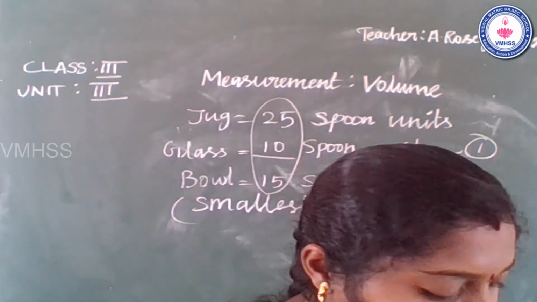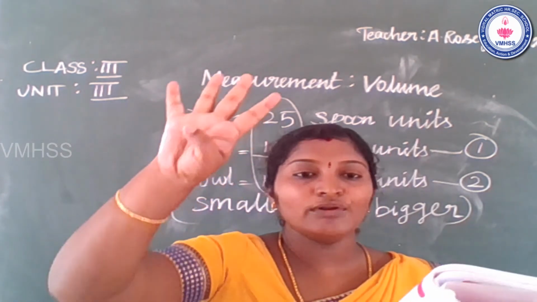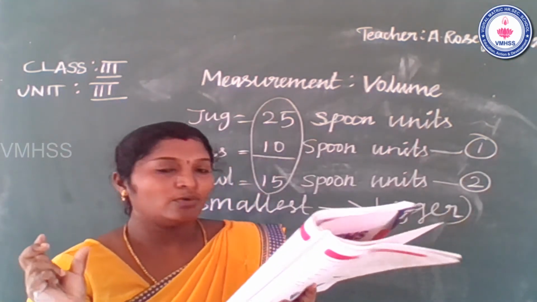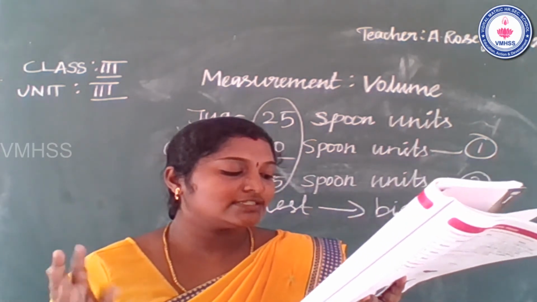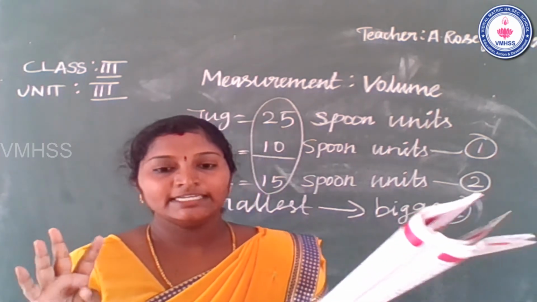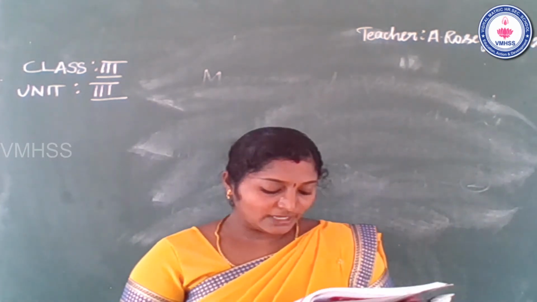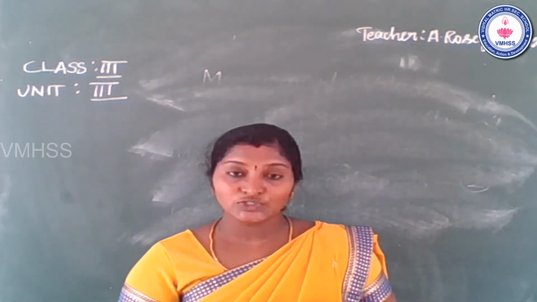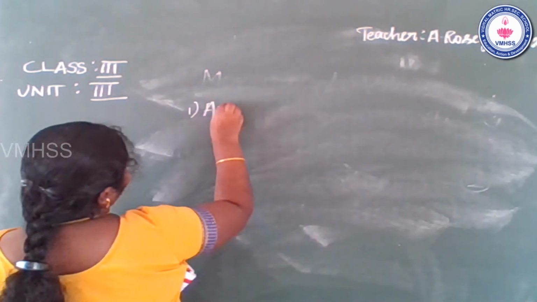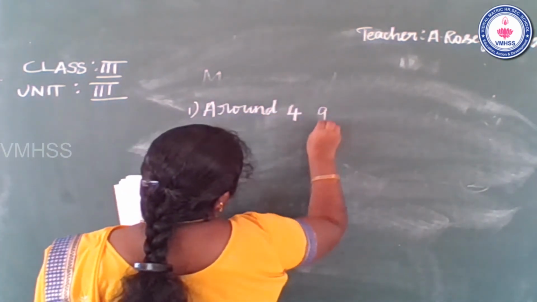So what is the question? The number of glasses used to fill Raju's container, around 4 glasses. It's an approximate answer. Please take page number 68. See the question: number of glasses used to fill Raju's container. The first one is around 4 glasses.